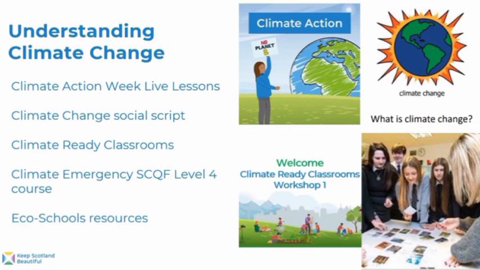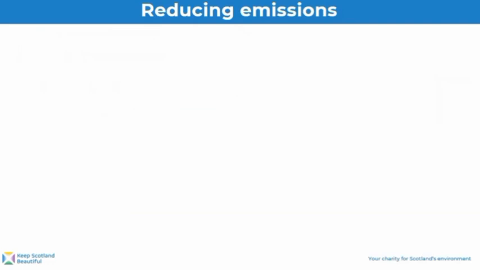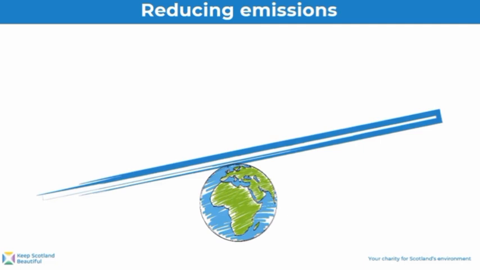There are lots of EcoSchools resources to help you understand more about climate change. Have a look on our EcoSchools resources page to find them. Once you understand climate change, it's time to think about what we can do to reduce emissions. We want to aim to balance the scales so that the amount of greenhouse gases we are emitting is equal to the amount that is being absorbed, for example by plants.